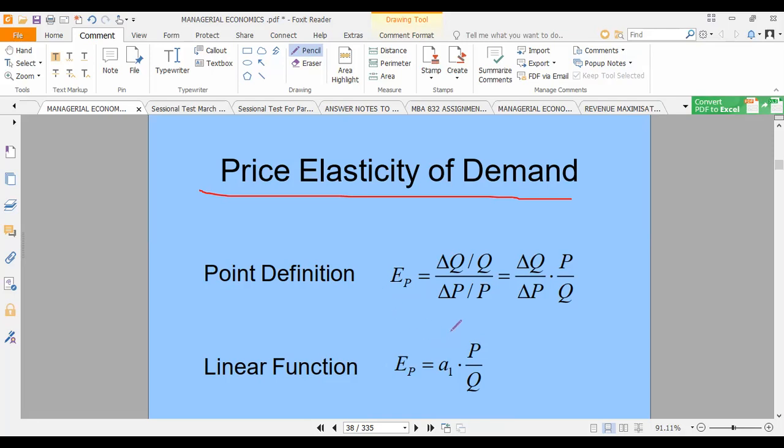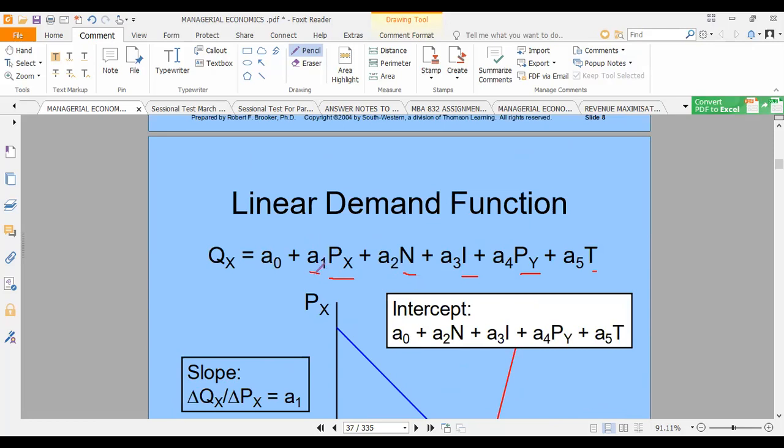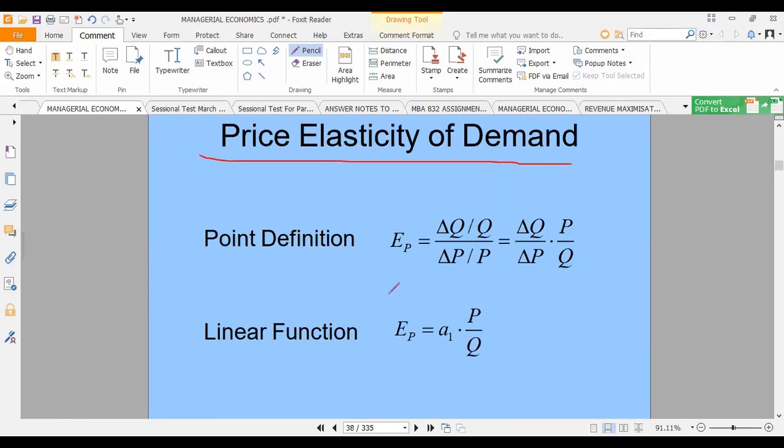You can simply also find it by getting the gradient of Px, which is A1, then you multiply it times the price of X over the quantity demanded. So A1 times P over Qx.